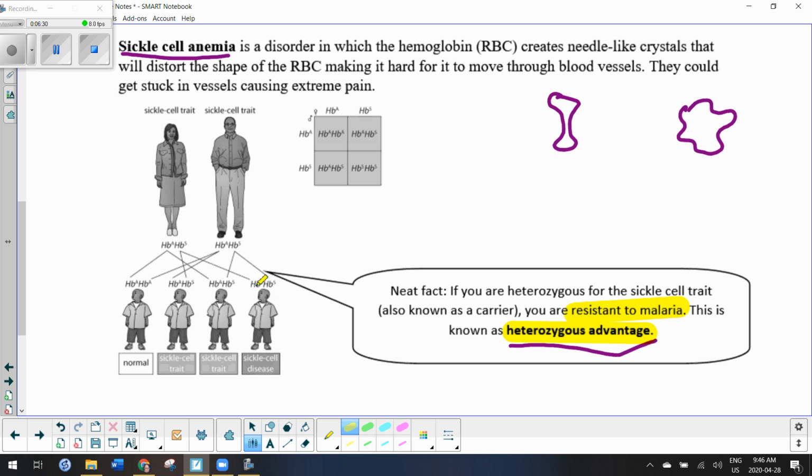As you can see in this Punnett square up here, you have a 25% chance of passing on sickle cell anemia to your child. So this child would have sickle cell, so they're not resistant to malaria. You would only be resistant if you had one of each allele. So this kid and this kid would be resistant. This one wouldn't.